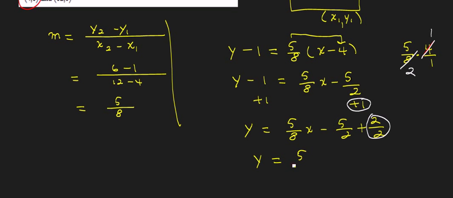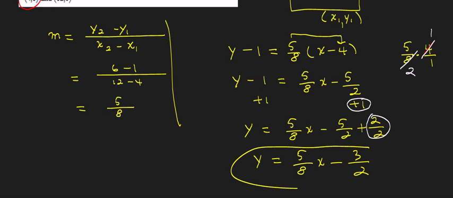So we're almost done here. 5/8 x, and we're going to watch our signs: minus 5/2 plus 2/2. That's a minus and that's a plus, so we're going to have minus 3/2. So the equation of the line is y is equal to 5/8 x minus 3/2.